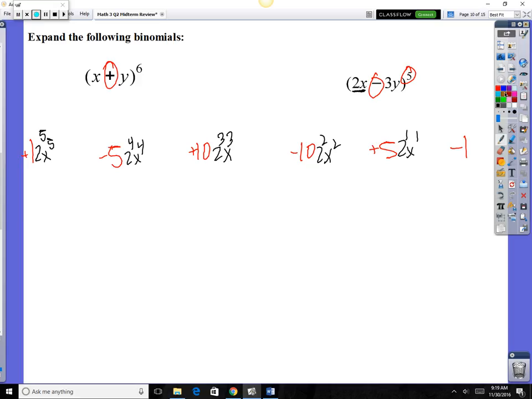And then you have to do the same with your y's. So we already took care of the sign, so start with your y's. And you're going to start on the right, so it's going to go 3 to the 5, y to the 5, 3 to the 4, x to the 4, 3 to the 3, x to the 3, 3 squared, x squared, 3 to the 1, x to the 1.